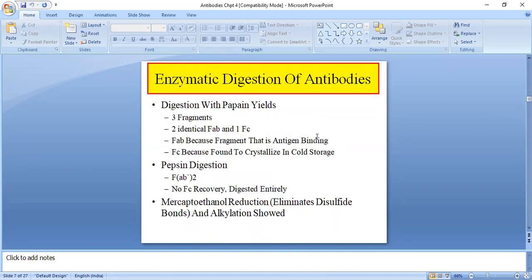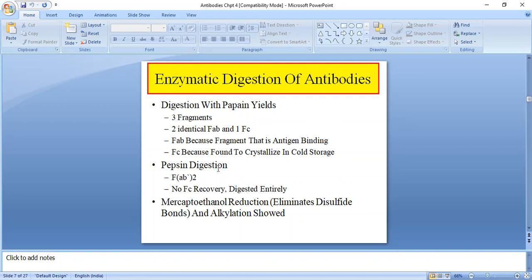Then enzymatic digestion of antibodies: digestion with papain yields three fragments, two identical FAB and one FC region. FAB because it is the fragment that is the antigen binding site. FC because it was found to crystallize in cold storage. Pepsin digestion also takes place here, and the FC region is digested entirely. Sorry, mercaptoethanol reduction takes place with alkylation, as shown in the structure of an antibody. Then coming to the next slide, sequencing of the heavy chain.